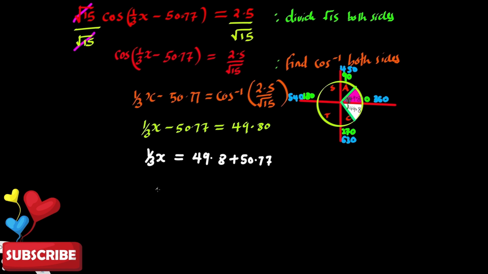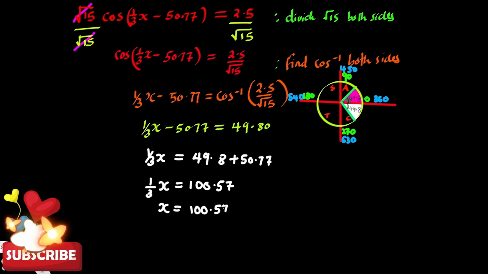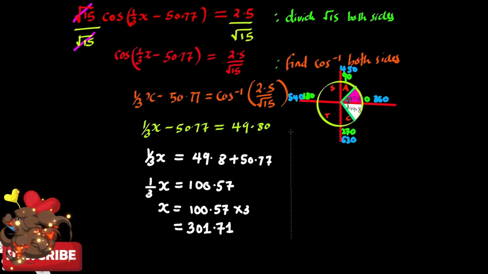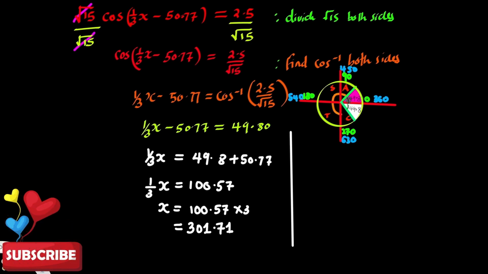We can now say this is 1 over 3 x equals to what? If you add what is on the right hand side, you are going to get 100.57, times 3 both sides. We are going to get our value of x as 301.71 degrees. That's one of the solutions of the value of x.